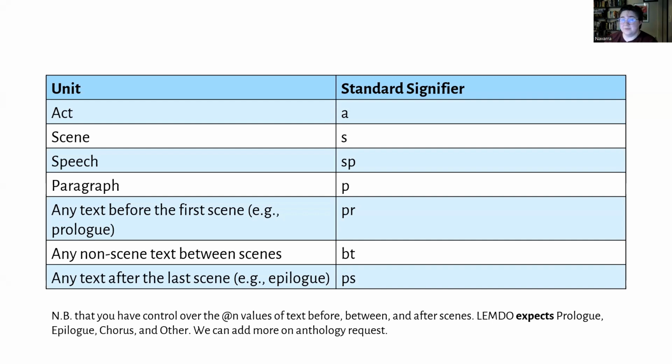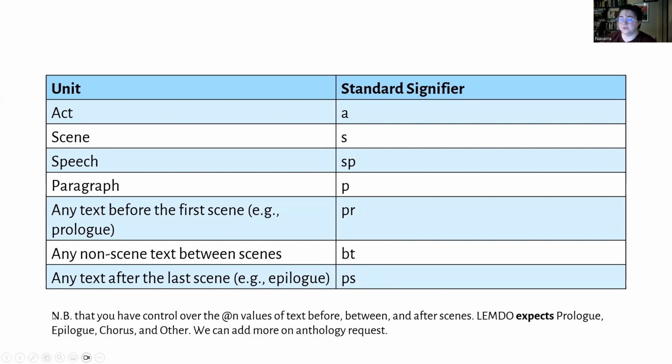Any text that is before the first scene, for example, a prologue, gets the signifier PR. Any non-scene text between scenes gets a BT, between. And then anything after the last scene, for example, an epilogue, gets a PS signifier. And for those ones, you would just add a number afterwards if you have more than one. They start from one and go up from there.